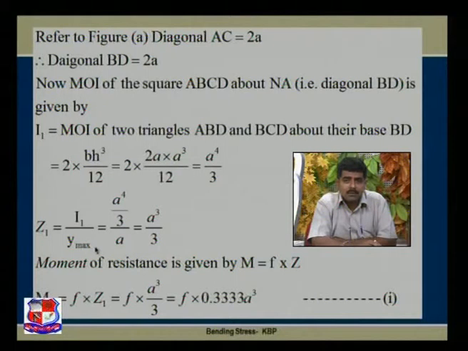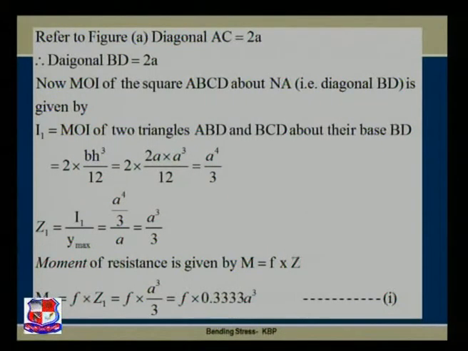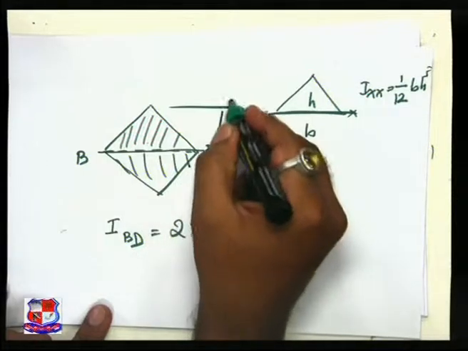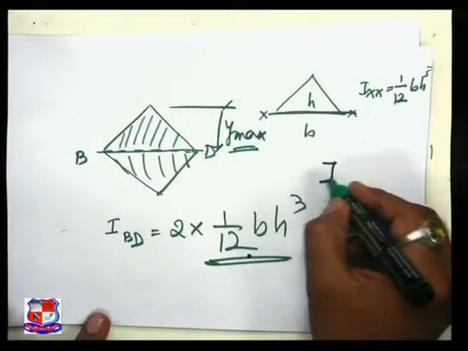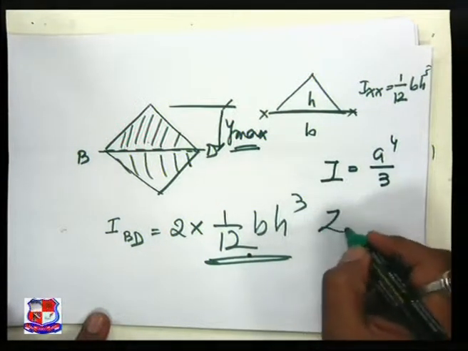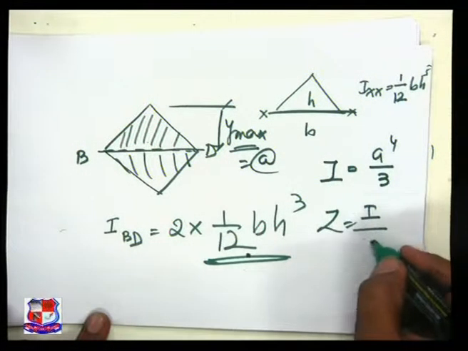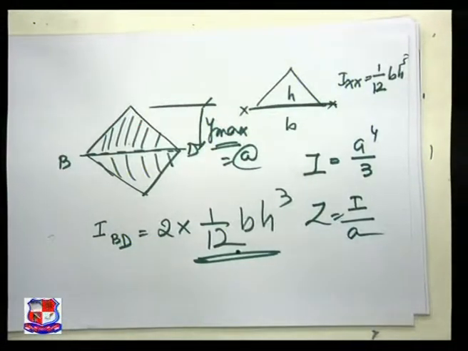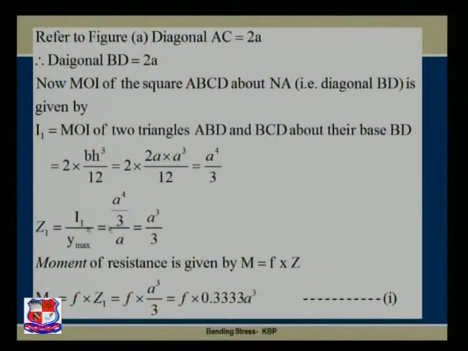Now, Z1 is equal to I1 by Y maximum. Y maximum is nothing but half of the diagonal. How? Let us refer to the figure on this tabletop, as this is Y max. We know that I is equal to a raised to 4 by 3. Then Z is equal to I by Y max, and Y max is nothing but a. So, we can achieve on this PPT Z1 is equal to a cube by 3.